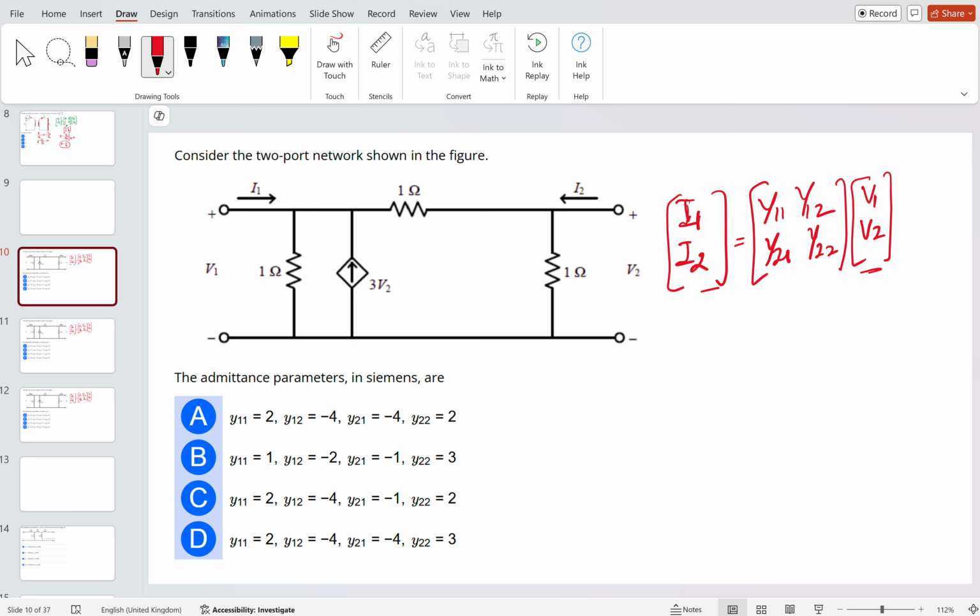If you get any of the correct values, just let me know. Either y11, y12, y21, or y22. Okay, y11 you have got 2, that is correct. Okay.